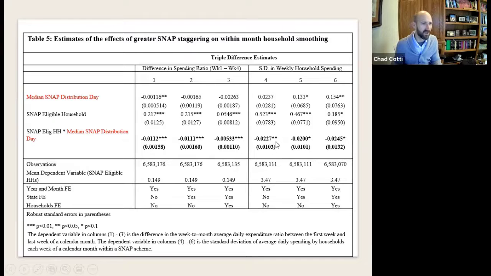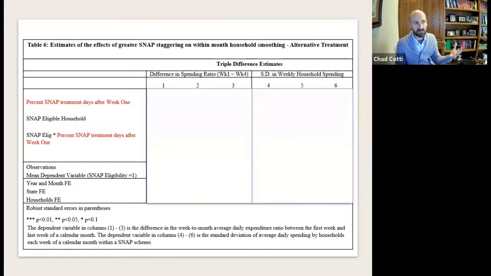And the magnitude here is about a 6.5% decline in the standard deviation. So it's not massive, but it's not nothing either. So again, this suggests that the states that distribute their benefits in more misalignment, you're seeing households are smoothing a little bit better.